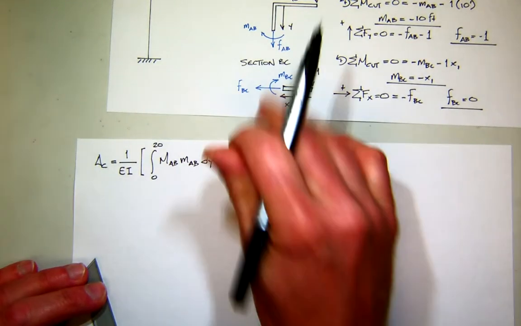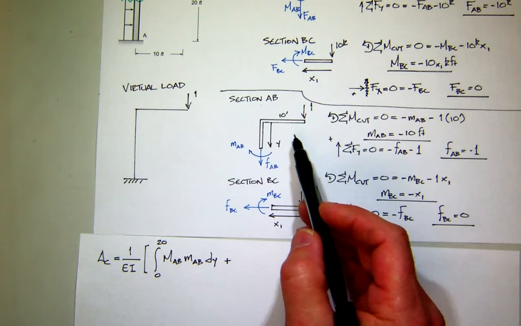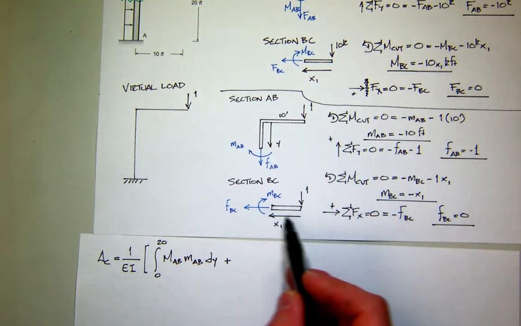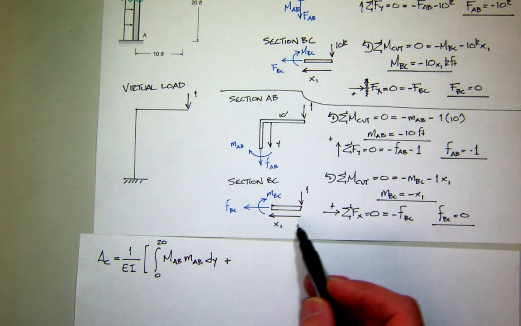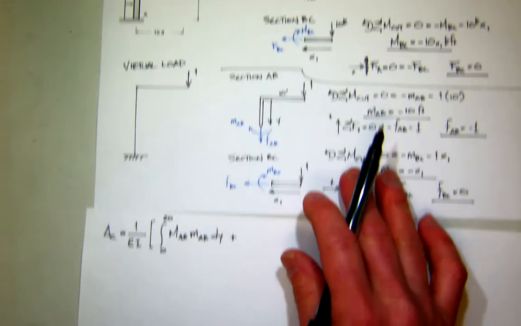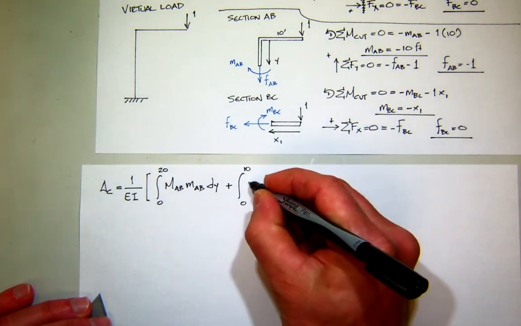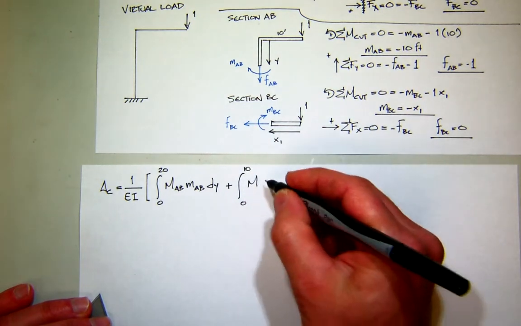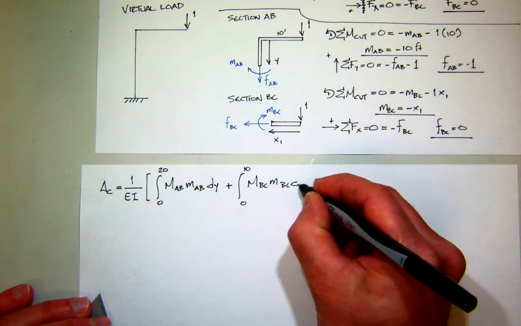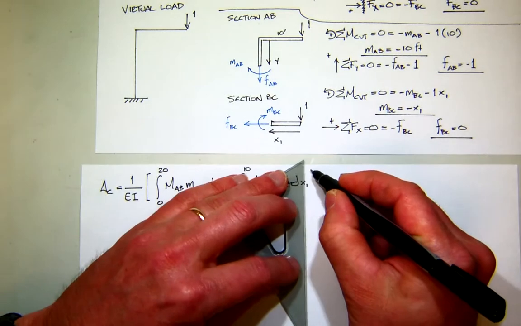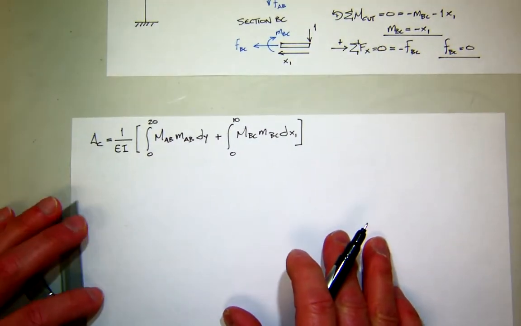And then I'll add the second section, which was along this direction. That's not AB, I'm sorry, here's BC. So we're going to integrate that in x1, and that's going to vary from 0 to 10. So I'll have an integral from 0 to 10 of the real moment in BC times the virtual moment in BC, and that'll be dx1. And there's the form of my equation. So now I just need to put everything in.